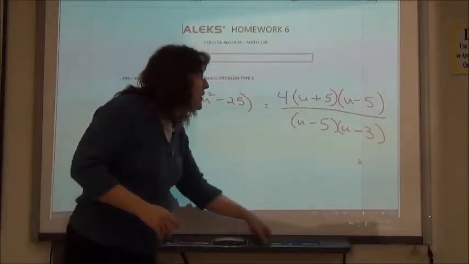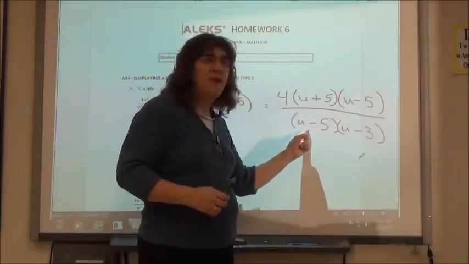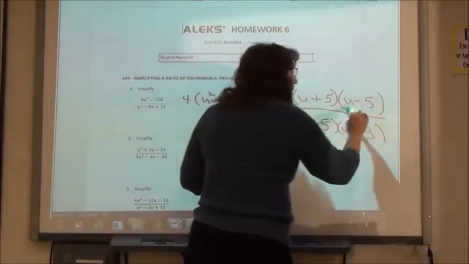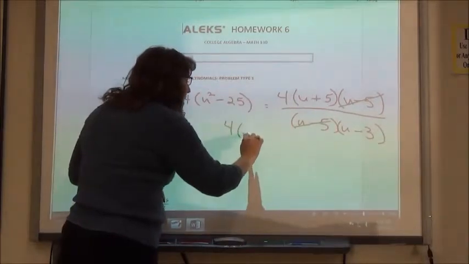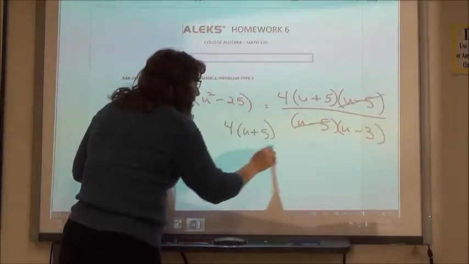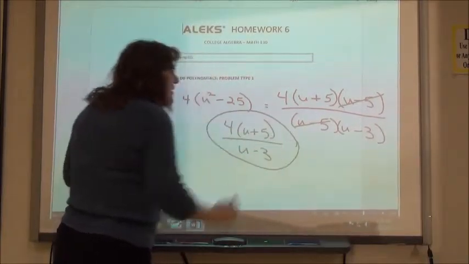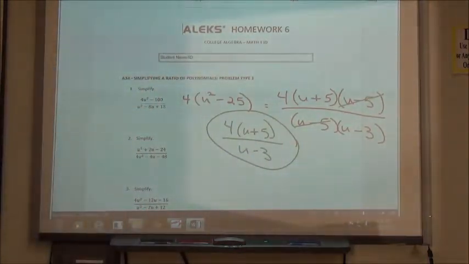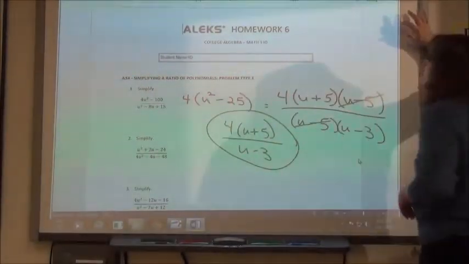Now what should happen is you should at least have one pair of common factors. Here it's the u minus 5. I'm going to be able to cancel those out of there. So on the top I have 4 times u plus 5. On the bottom I just have the u minus 3. Don't really need the parentheses on the bottom since it's not multiplied by anything. So we'll get lots of practicing, factoring, and factoring some more.